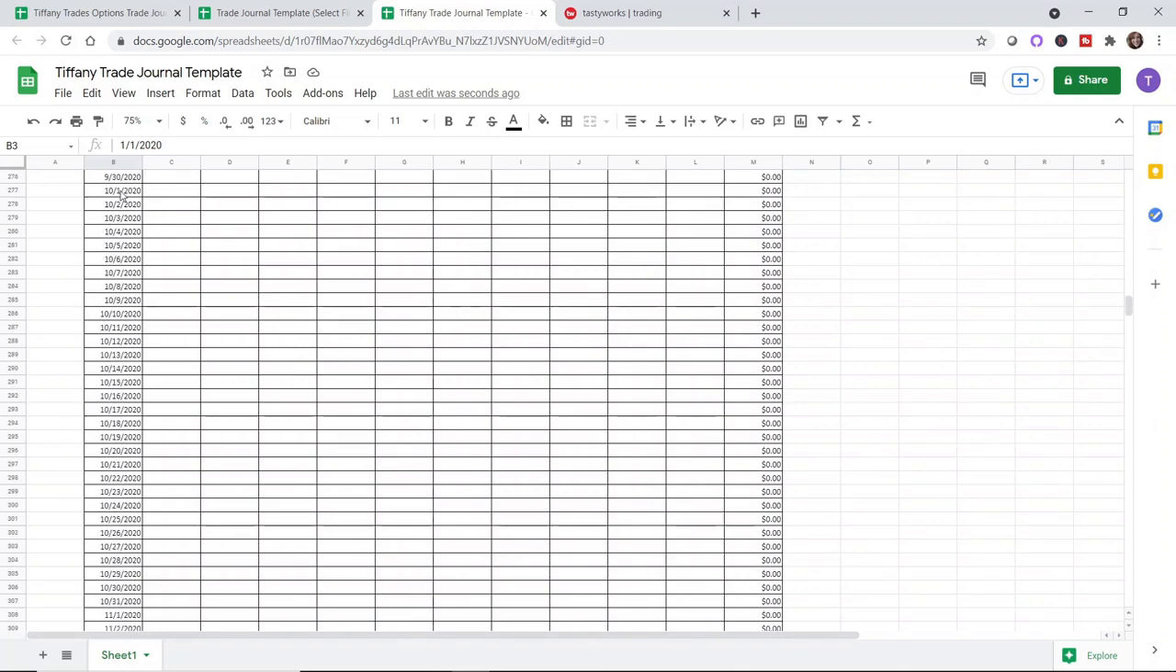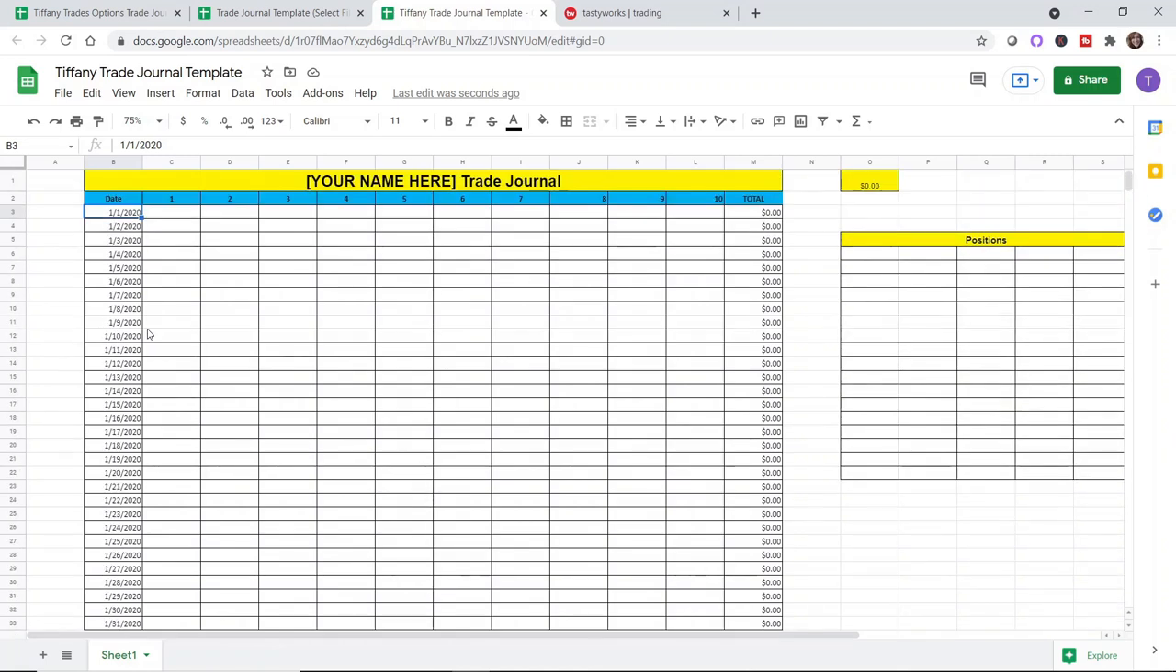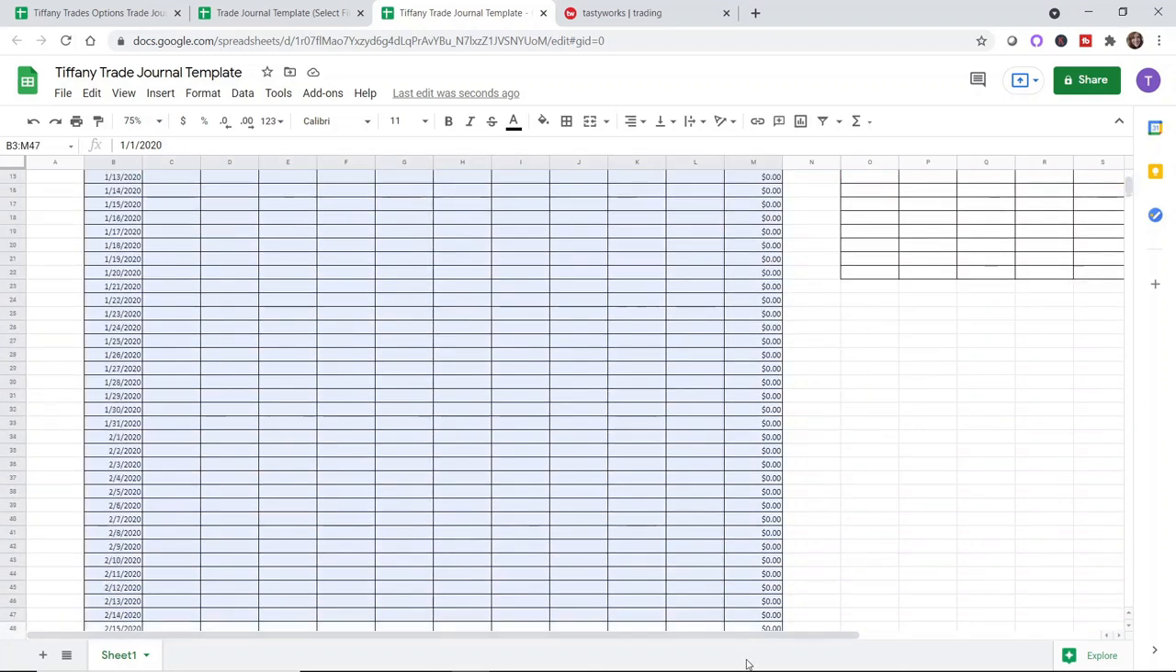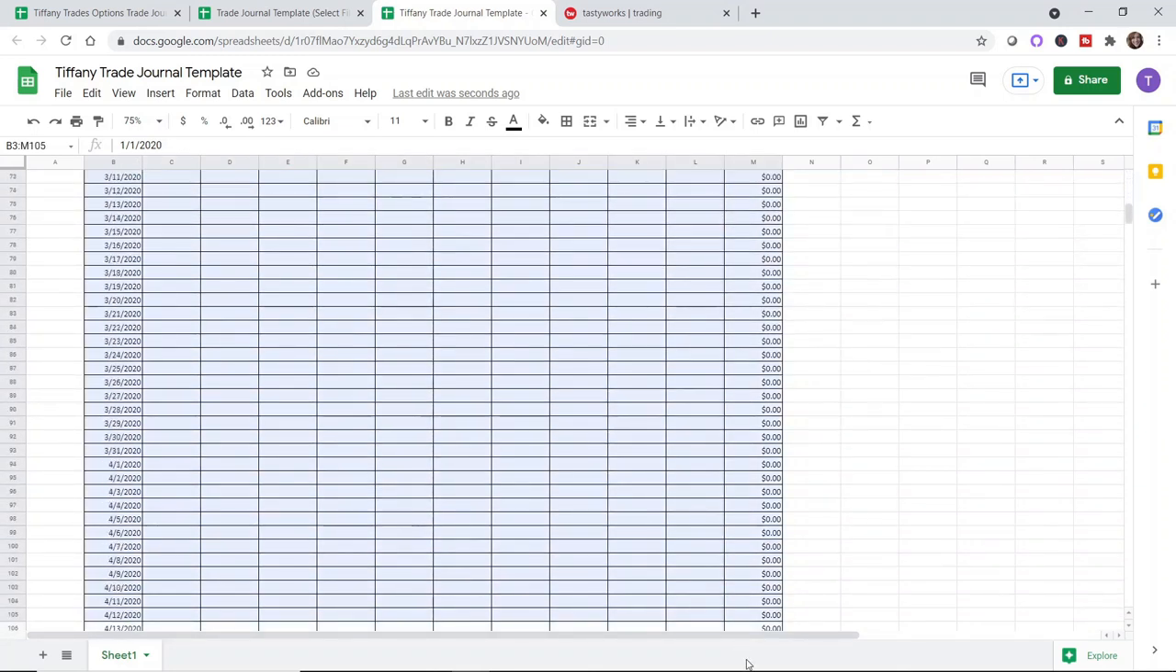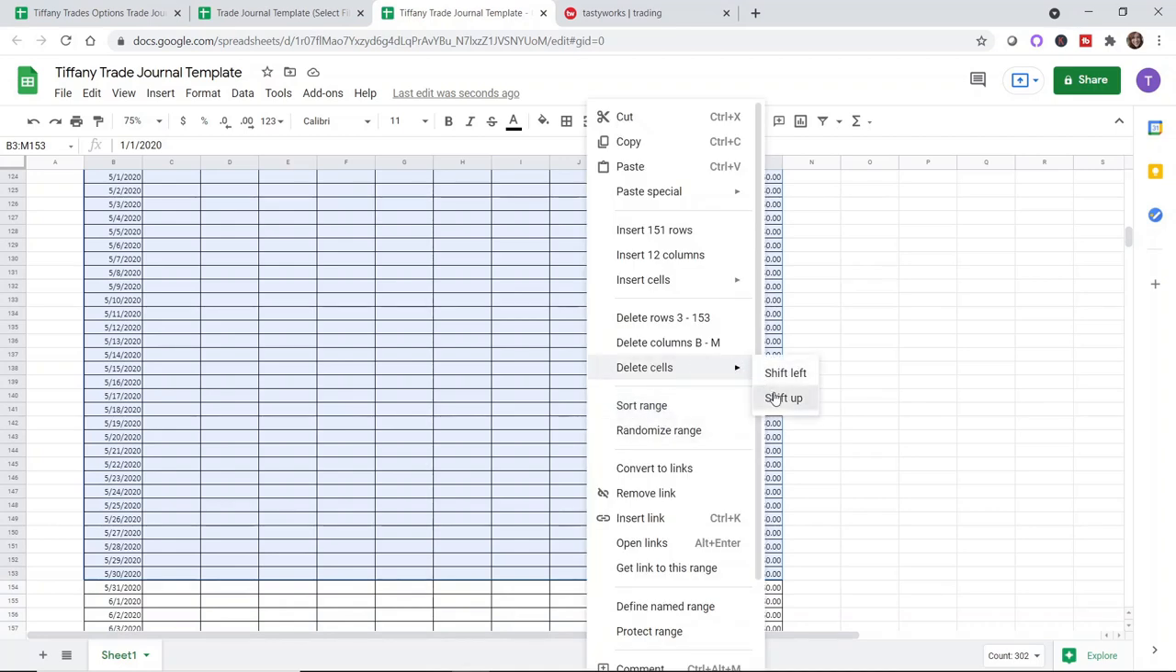And what I prefer to do is I will delete the days that I have no trading activity. So now we're in May. So typically what I would recommend doing, if you're going to get in here and start this for the first time, you just come in and just delete all the prior days that you are not trading or haven't traded. So we're just going to go ahead and delete that, shift up.